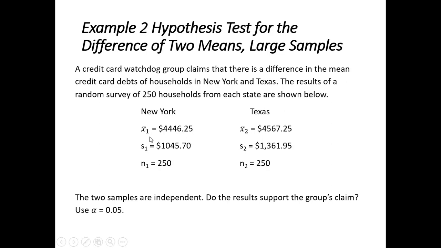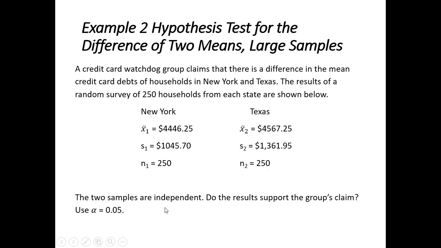So in New York, we see sample mean 4,446.25. Here's our standard deviation. We know sample sizes are both 250. Here's the sample mean for Texas. Here's the standard deviation. If you do some sort of eyeball estimate, you could see, well, they're fairly close. A large standard deviation, so maybe you can formulate some sort of guess, but we always need to take a look at the specific values that we get.